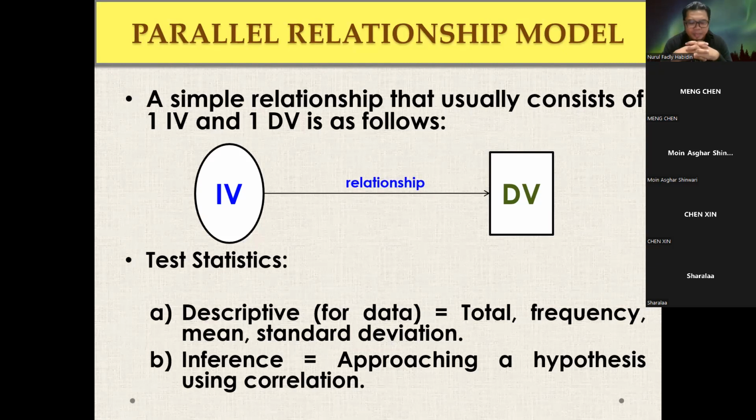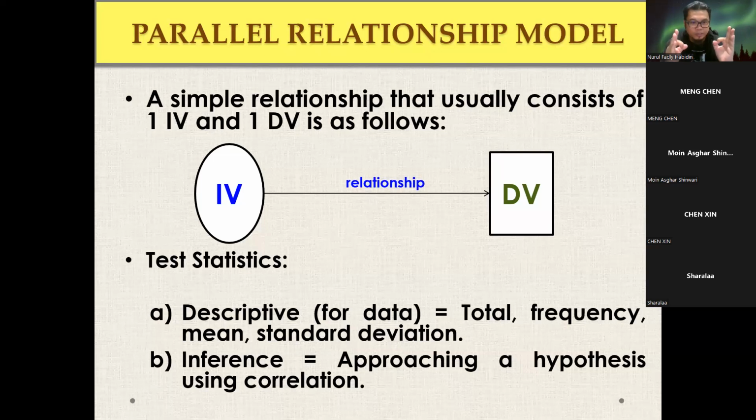In this matter, if you have a framework like this one, with only one IV and one DV, what type of statistic can you apply? Number one is descriptive: descriptive for IV and descriptive for DV. In statistics, you can get the mode, the frequencies, the mean values, and the standard deviation value. That is what we call descriptive.